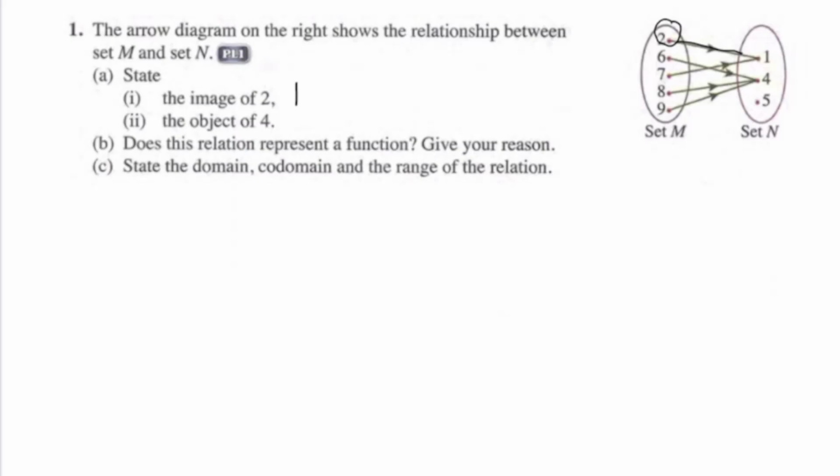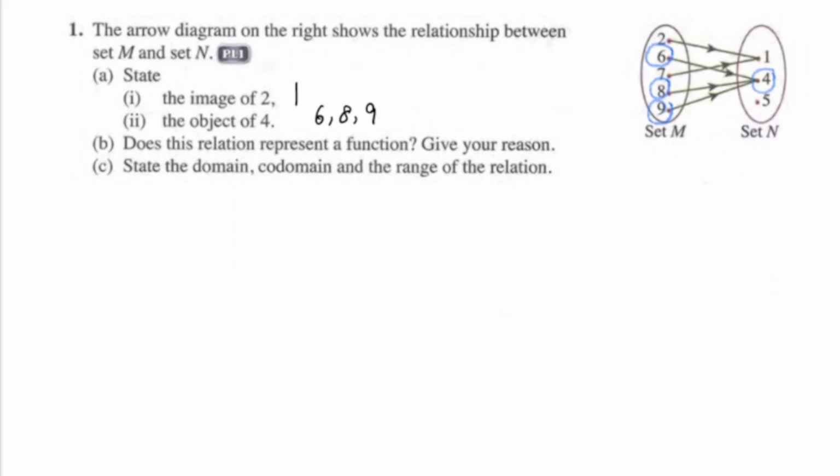Okay, the object of 4. Now you can see here, object of 4 means 4 is the image. Yeah, image on the right hand side. So it has 3 objects, which are 6, 8, and 9. So we write here my objects are 6, 8, and 9.